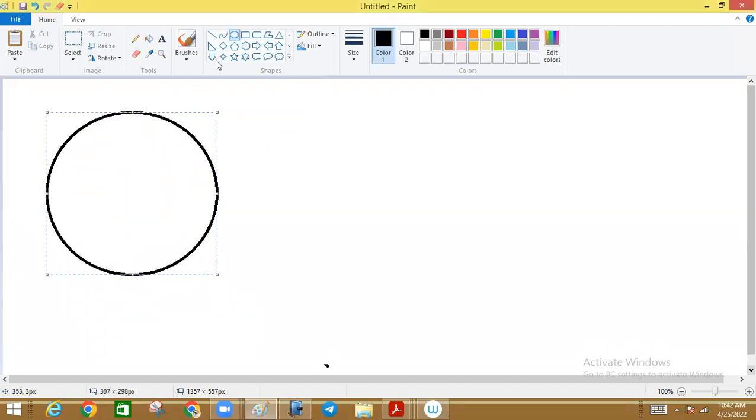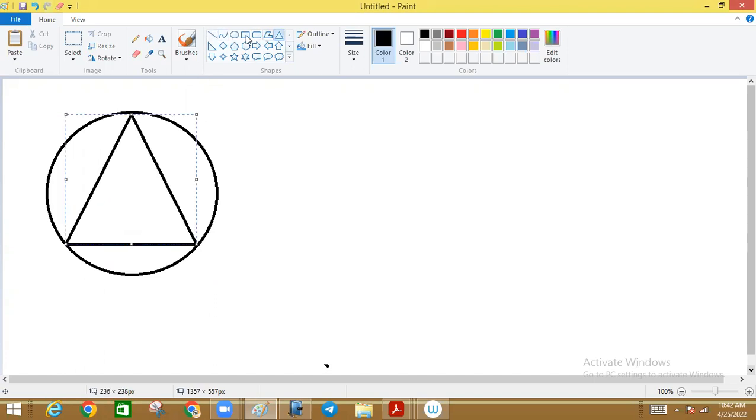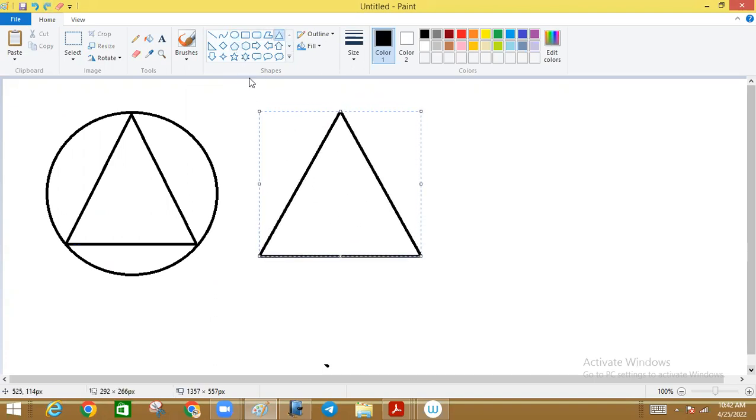If an equilateral triangle is inside, it circumscribes a circle, or else it is inscribed in a circle. In both the cases, what is the triangle? What kind of a triangle is it? It is an equilateral triangle. For the first one, the side is A only, but the radius is capital R.